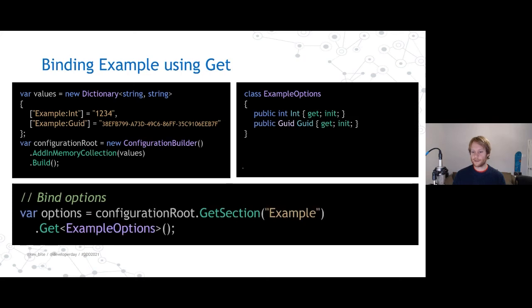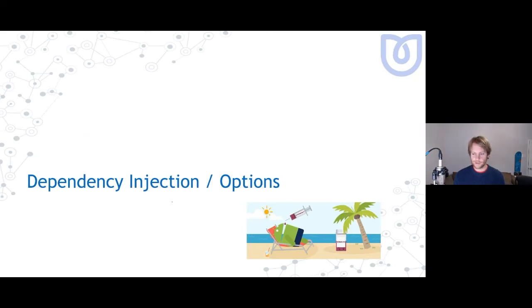And then there's one last one, which you can use a get method. Once you've got a section, similar to the other one, instead of creating our own example options, we can just get a section, call get on it, and pass it the type we want to get, and it'll bind directly to it. So that's pretty much the basics of the binding, but you don't usually use the binding on its own. You use it with the dependency injection as well.